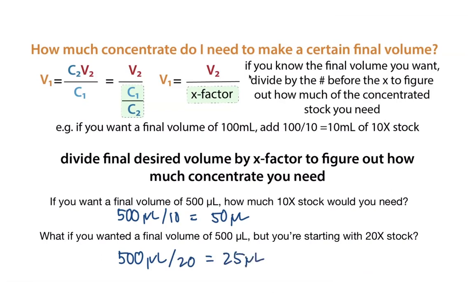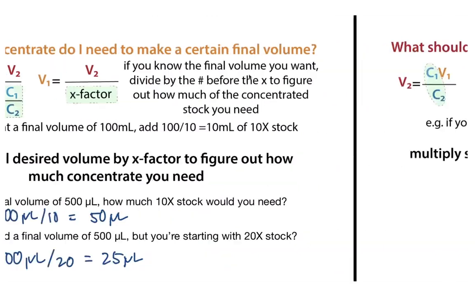Alternatively, we could have figured out how much of the 10x we need, and then say, okay, we're only going to need half of that because now we're at 20x. Sometimes it's easier to do the mental math in your head for things like a 10x or 100x, and then just adjust based on that. However works for you to help you do these calculations, go with it.